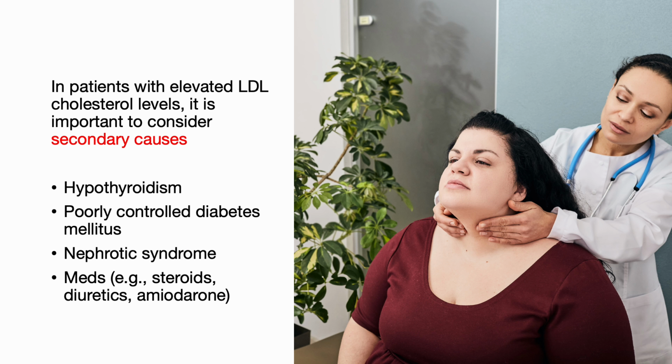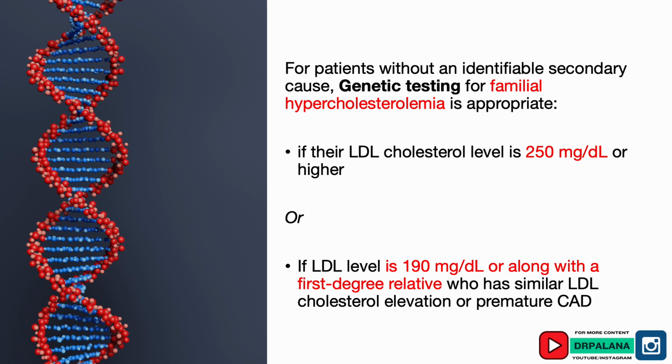The association between high LDL cholesterol levels and increased risk for ASCVD is widely accepted. In patients with elevated LDL cholesterol levels, it is very important to consider secondary causes like hypothyroidism, poorly controlled diabetes mellitus, nephrotic syndromes, and medications like steroids, diuretics, and amiodarone. For patients without an identifiable secondary cause, genetic testing for familial hypercholesterolemia is appropriate if their LDL cholesterol level is 250 or higher, or if the LDL level is 190 along with a first degree relative who has similar LDL cholesterol elevation or premature coronary artery disease.